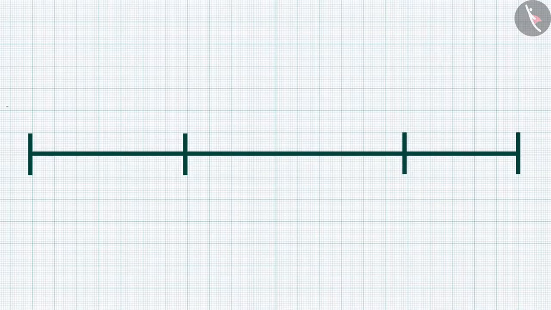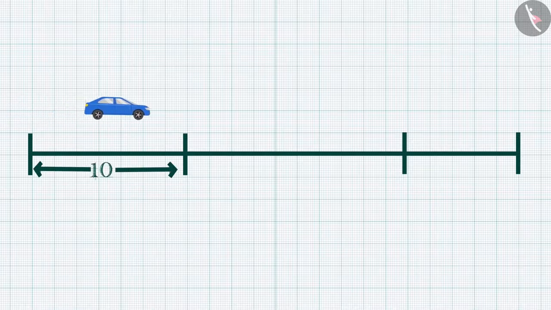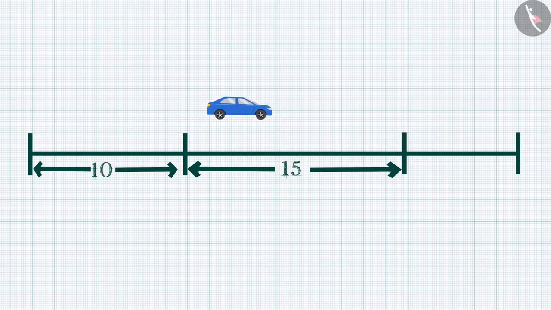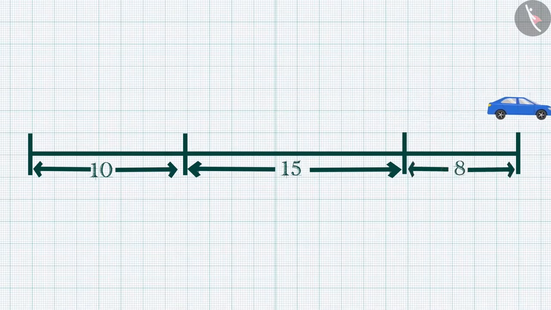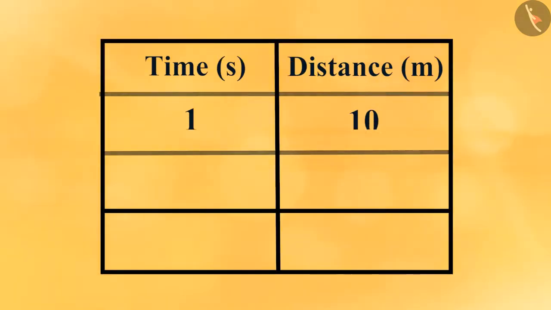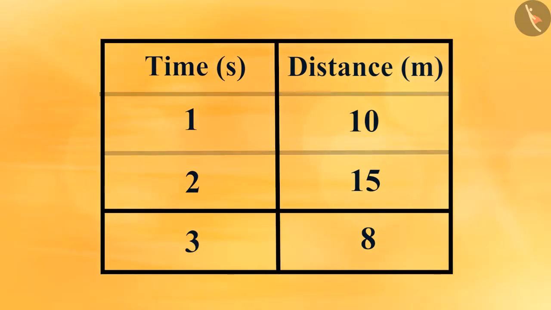For example, this blue car covers 10 meters in the first second. It covers 15 meters in the next second, and in the third second, it covers 8 meters. So in this case, for equal time intervals, distance covered by the car is not the same, and so this type of motion is non-uniform motion.